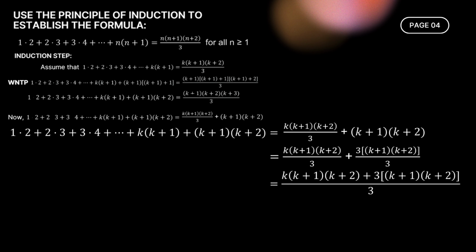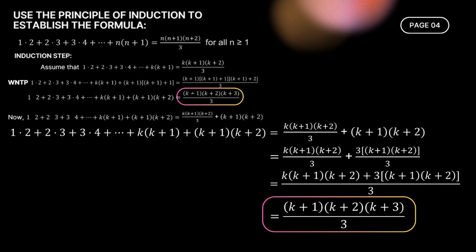So, we have k times the quantity of k plus 1 times the quantity of k plus 2 plus 3 times the quantity of k plus 1 times the quantity of k plus 2 all over 3. As you can see, the two terms have the same factors, which are k plus 1 and k plus 2. So we need to factor it out. If we factor it out, the answer will be k plus 1 times the quantity of k plus 2 times the quantity of k plus 3 all over 3. This is exactly the formula with n equal to k plus 1. So the step is proven.